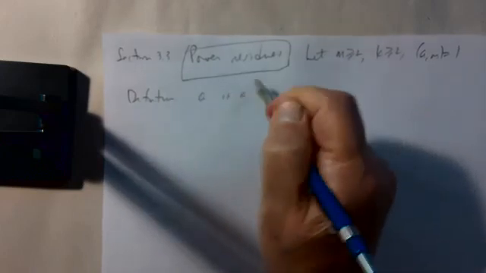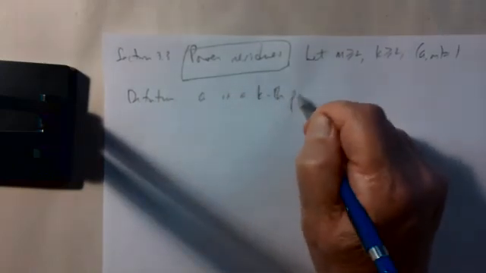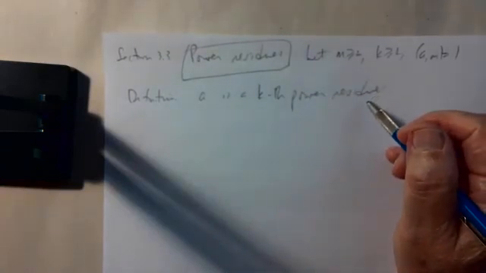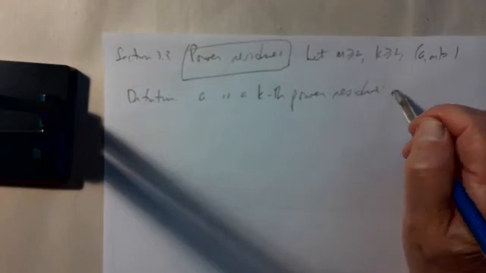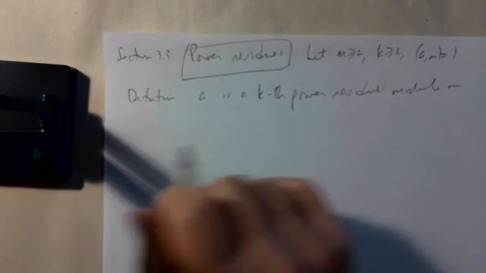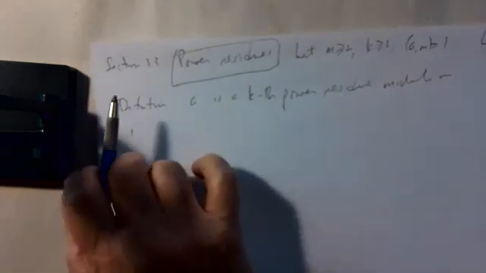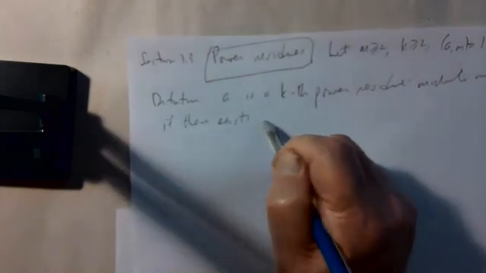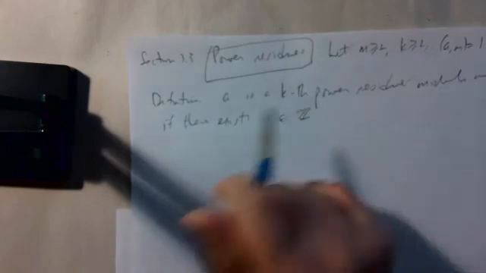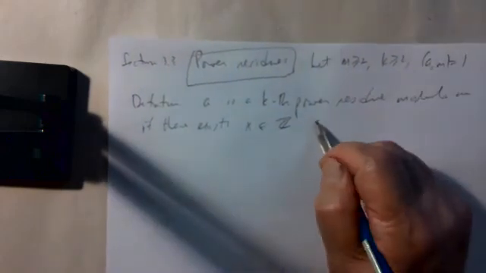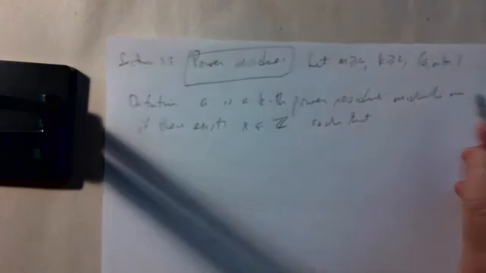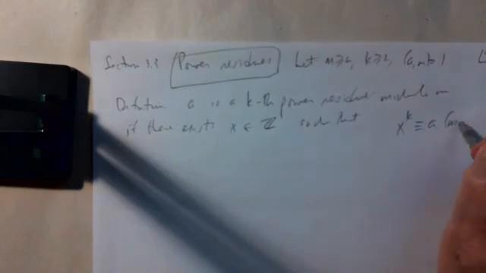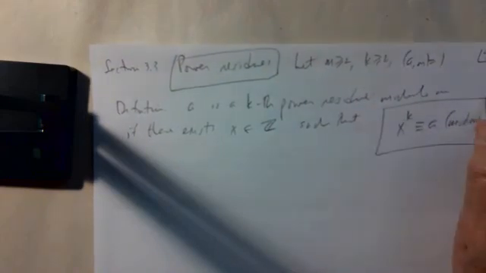A is a kth power residue modulo m if there exists an integer x such that, and this is the important congruence, x to the power k is congruent to a mod m.